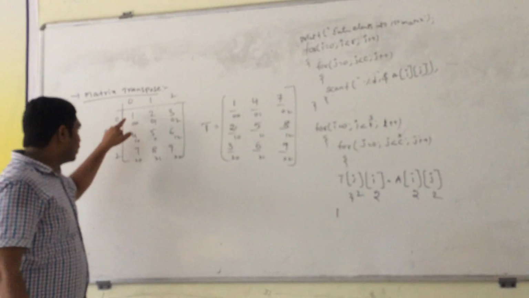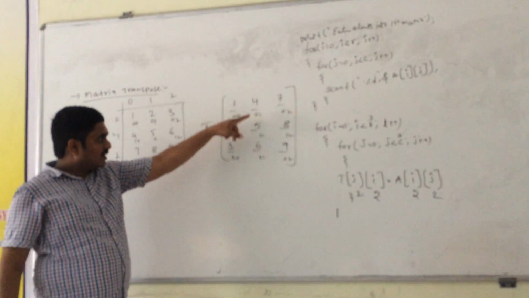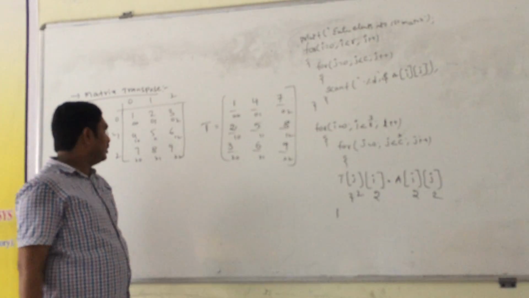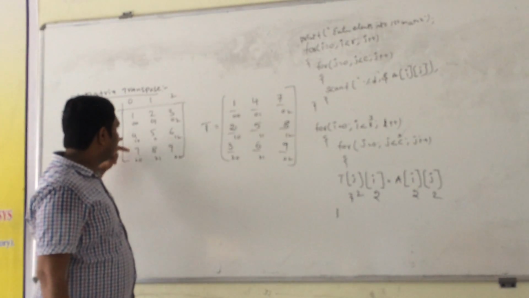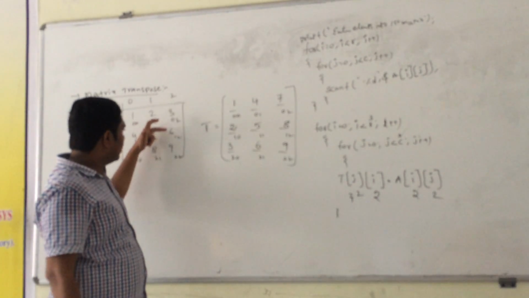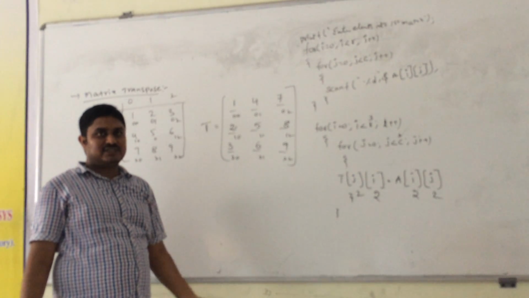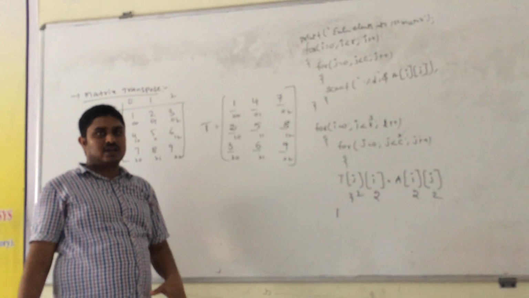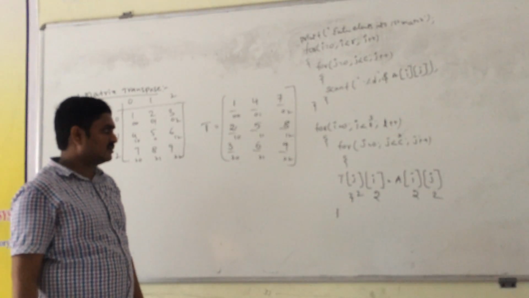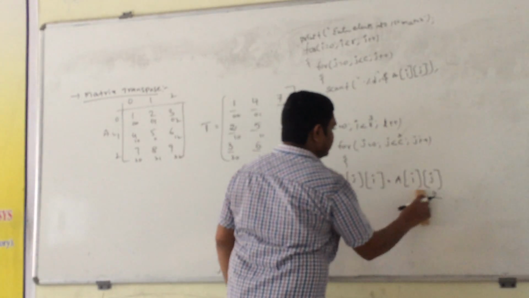Finally, the row 1 2 3 is converted into column. The row 4 5 6 is converted into column. The row 7 8 9 is converted into column. Or the column 1 4 7 is converted into row. The column 2 5 8 is converted into row. The column 3 6 9 is converted into row. Whatever it may be, vice versa. The rows are converted into columns or the columns are converted into rows. This is the transpose matrix. So the resultant is at T. We print the result.